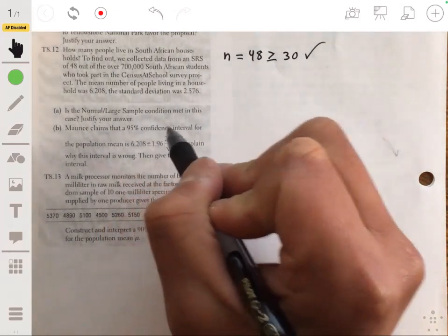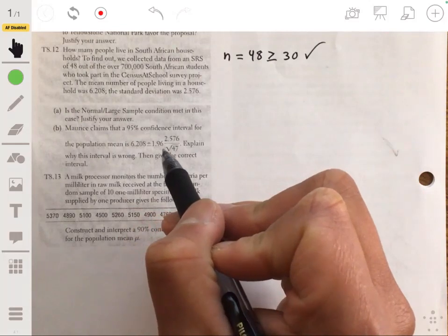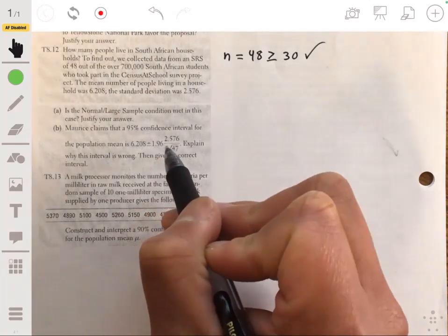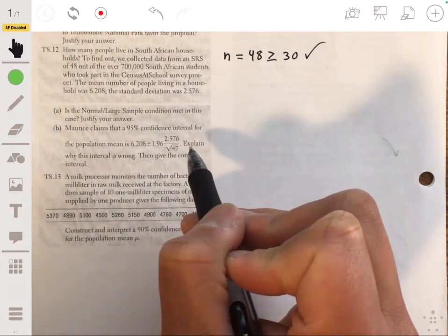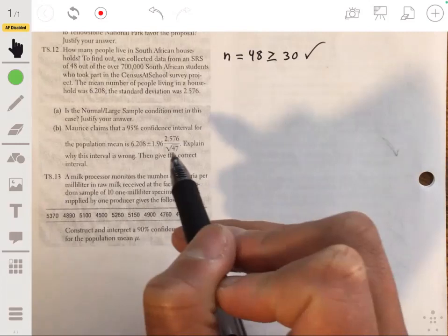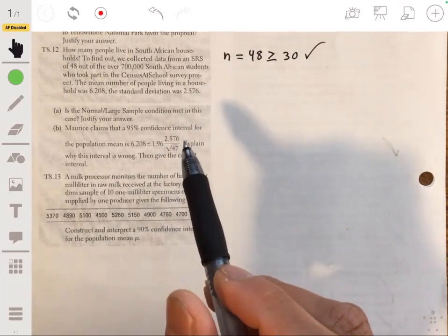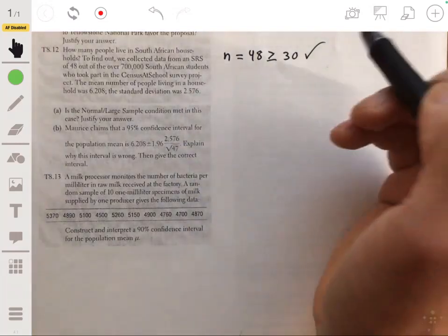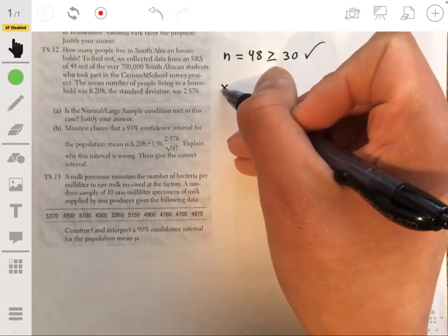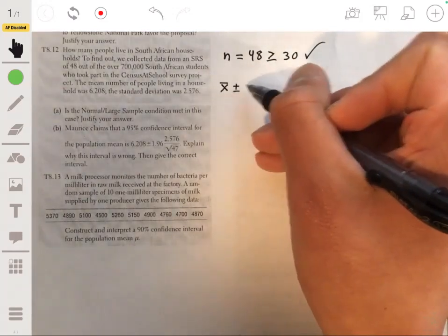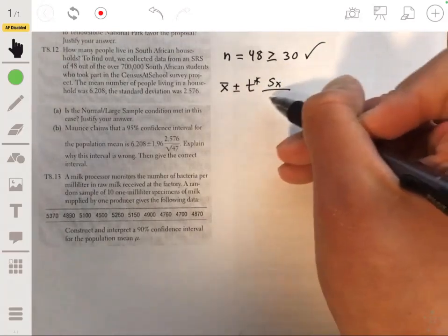Maurice claims that the 95% confidence interval for the population mean is 6.208 plus or minus 1.96 times 2.576 over the square root of 47. Explain why this interval is wrong and then give the correct interval. Okay, so let's just write out what the interval would be for an estimate of the population mean. We use our sample mean plus or minus T star times our sample standard deviation over the square root of n.